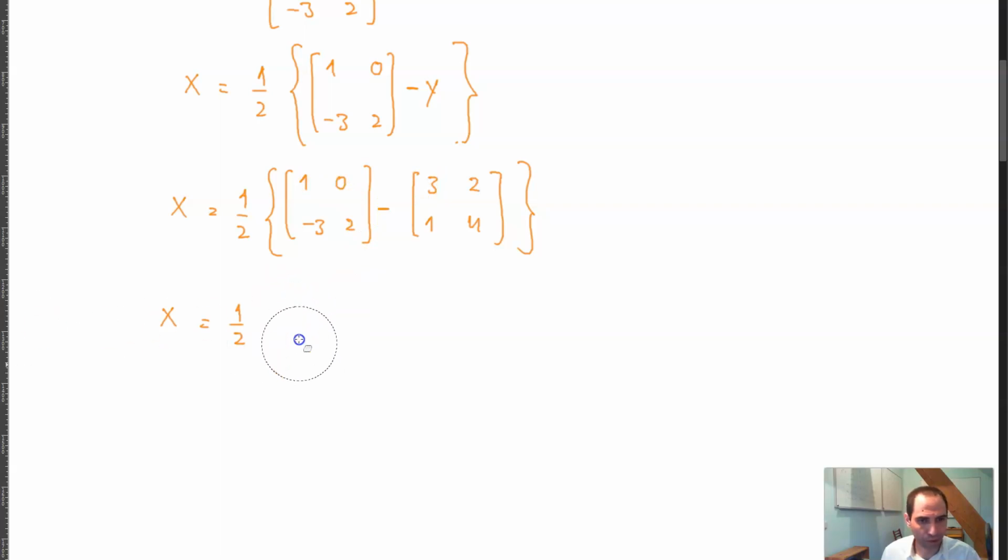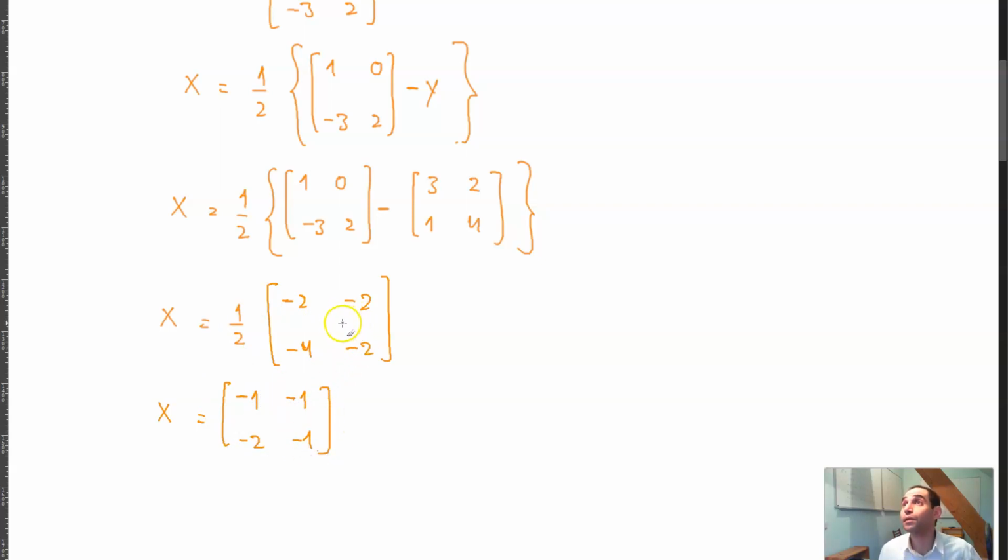We write it this way. So you have 1 minus 3 is equal to negative 2, negative 3 minus 1 is equal to negative 4, and negative 2 minus 4 is equal to negative 2. So x is equal to basically negative 1, negative 1, negative 2, and negative 1. So that is basically your x. That was question number 8.